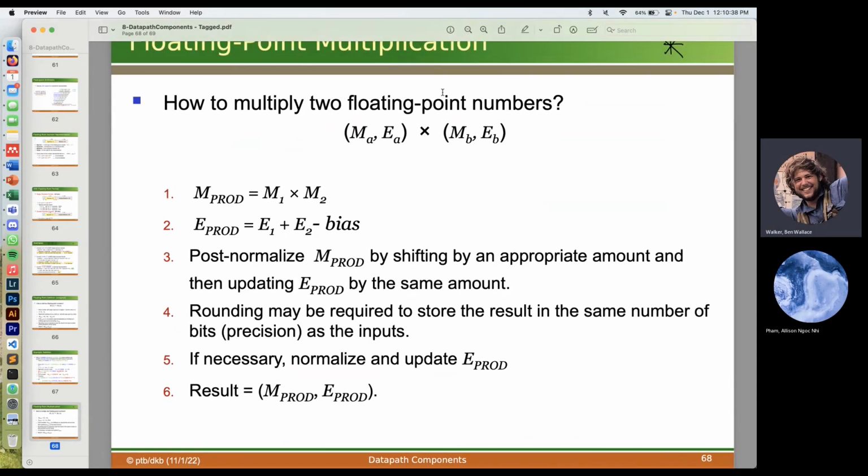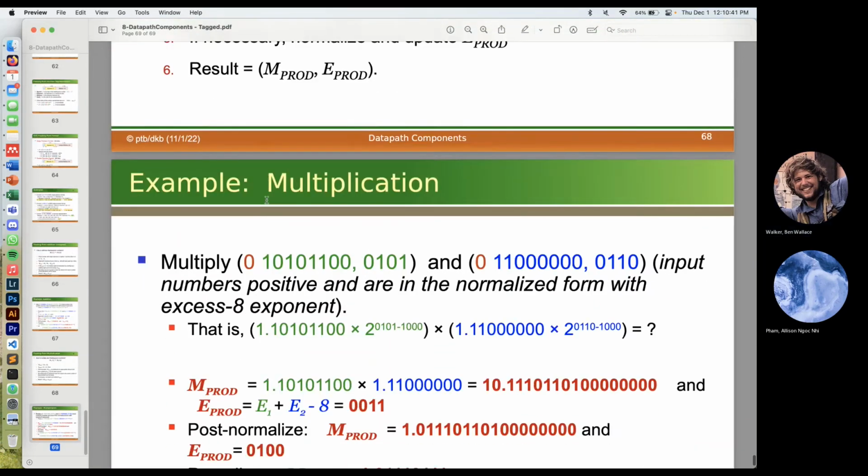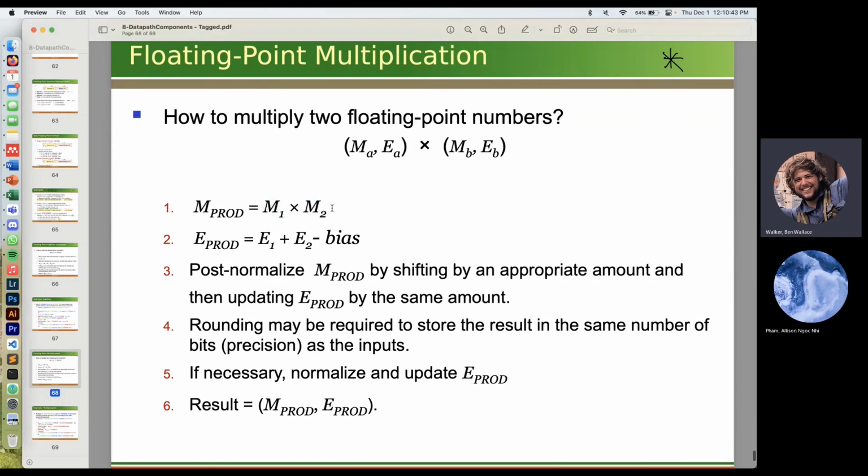Multiplication is very similar. You multiply the mantissas and you add the exponents. So it's kind of the same as multiplication in scientific format.